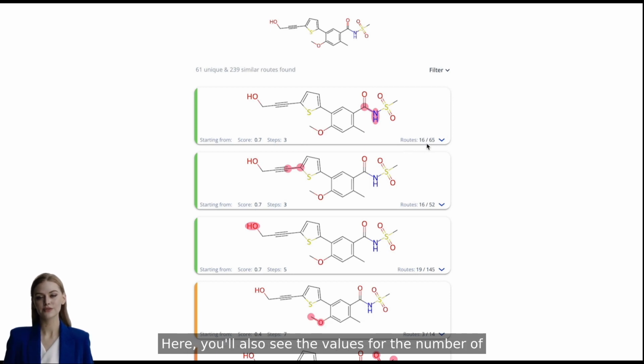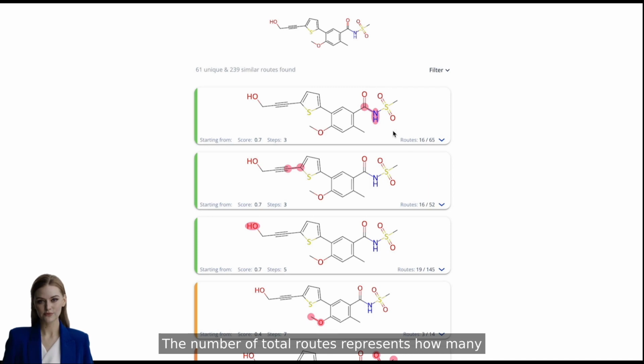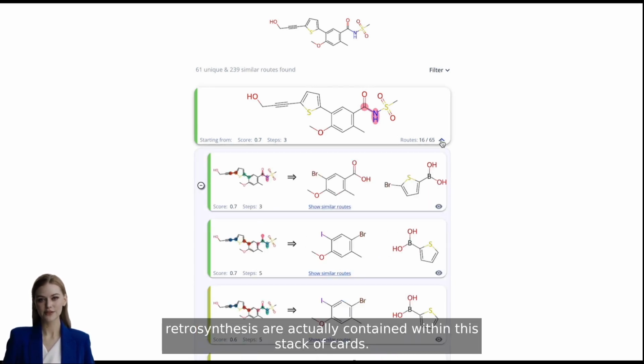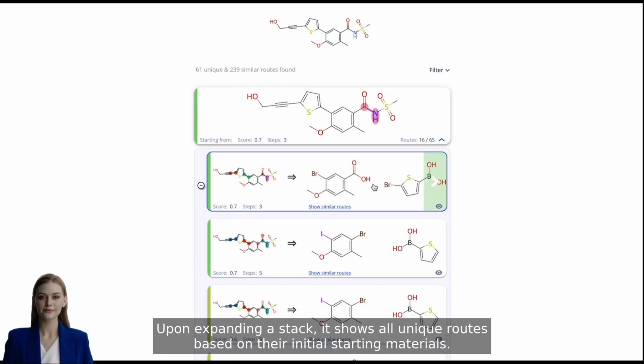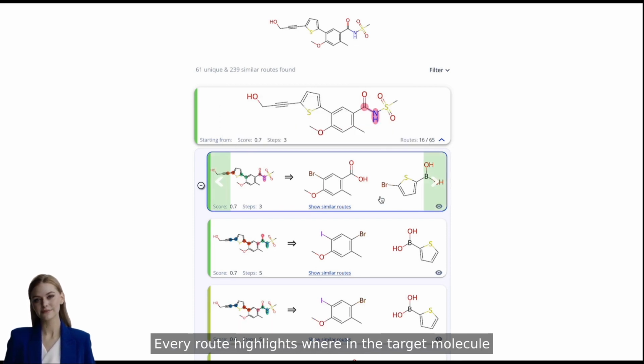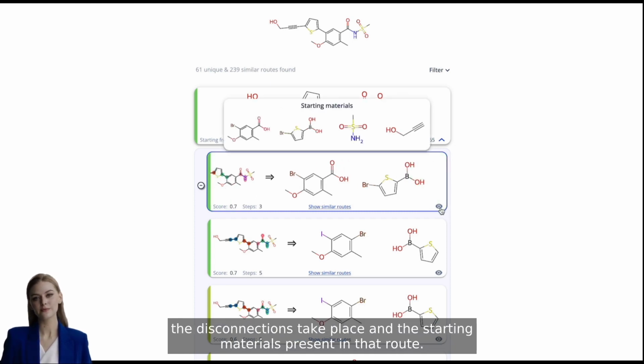Here, you'll also see the values for the number of unique routes and total number of routes, separated by a slash. The number of total routes represents how many retrosyntheses are actually contained within this stack of cards. Upon expanding a stack, it shows all unique routes based on their initial starting materials. Every route highlights where in the target molecule the disconnections take place and the starting materials present in that route.